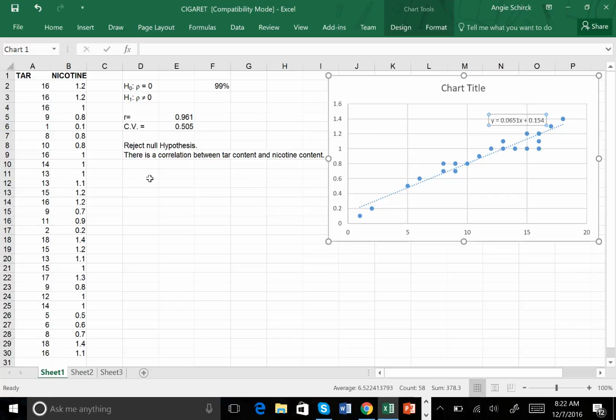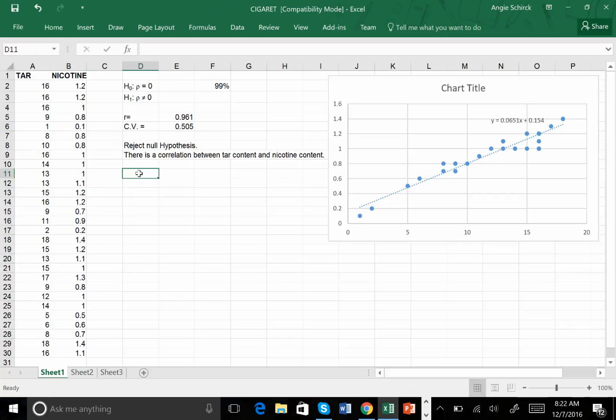And now, since we know that there is a linear correlation, we can actually use our regression equation to predict our dependent variable based on our independent variable. And since I chose the nicotine as the second variable, I will call that the dependent variable. So let's find out how much nicotine there is in a cigarette that has 10 units of tar.